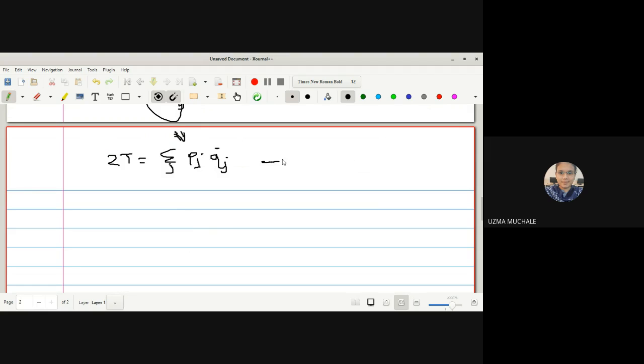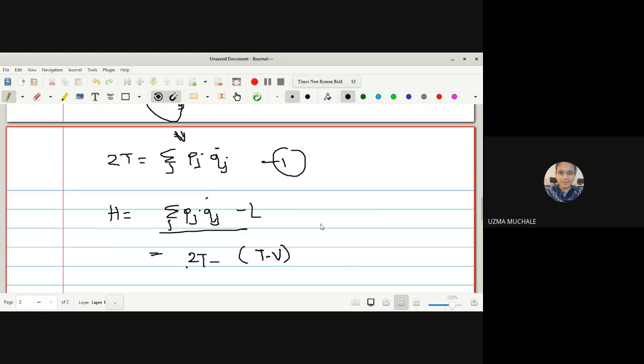Let me write this down as equation 1. Now we know that the Hamiltonian is defined by summation over j pj qj dot minus L. What is the value of this? We have found from equation 1 that it is 2T minus the value of L. L is nothing but T minus V.